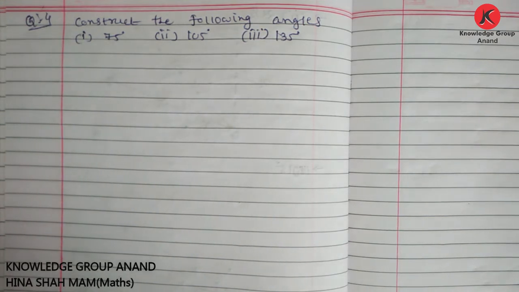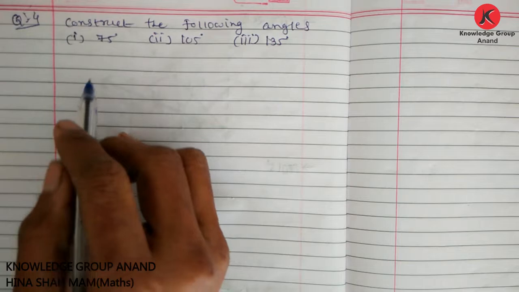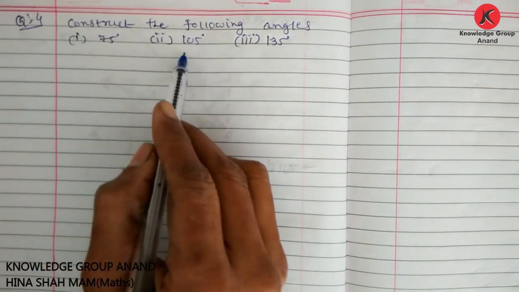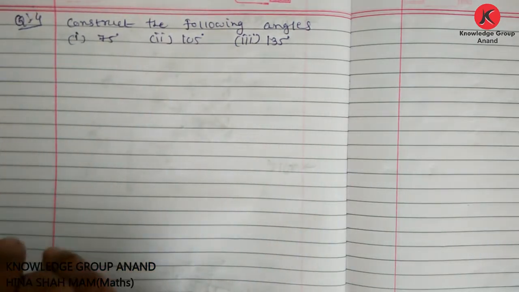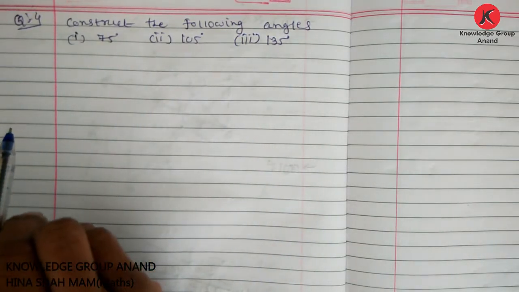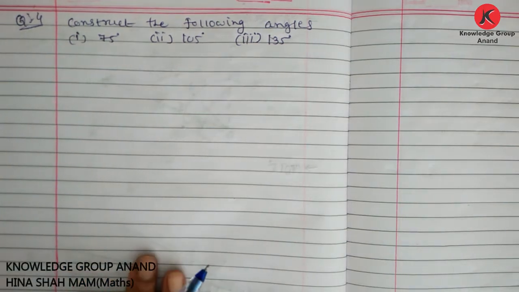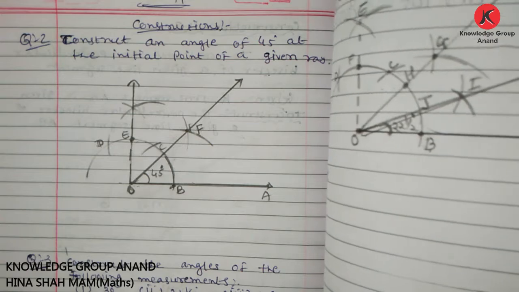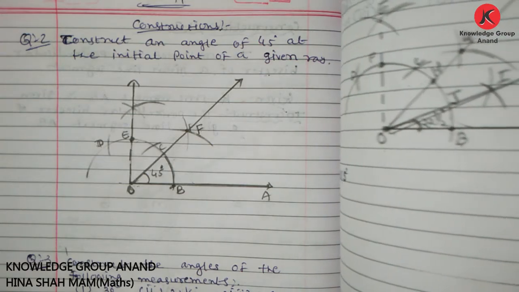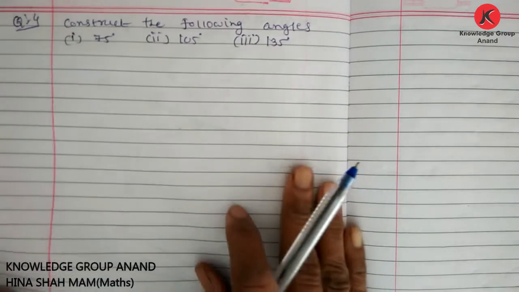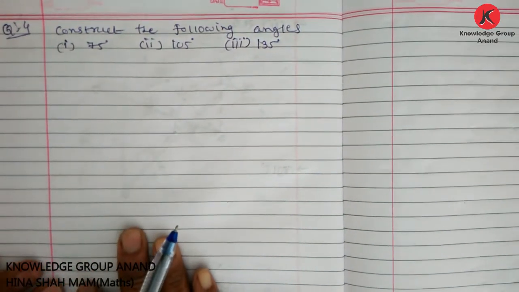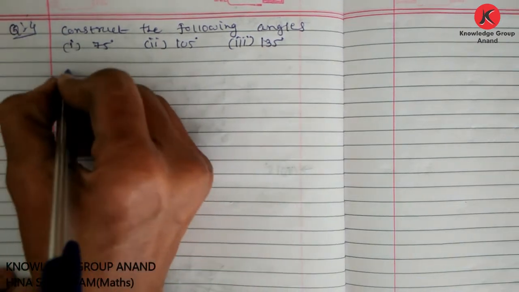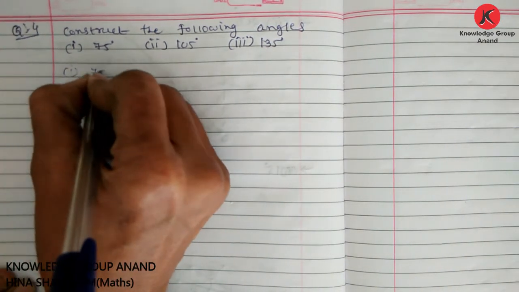Exercise 11.1, question number 4. Construct the following angles: 75, 105 and 135 degrees. In the last lecture, we drew angles 90, 45, 30, 22 and a half, and 15. Write down their steps there. Now we write here: construct 75 degrees.